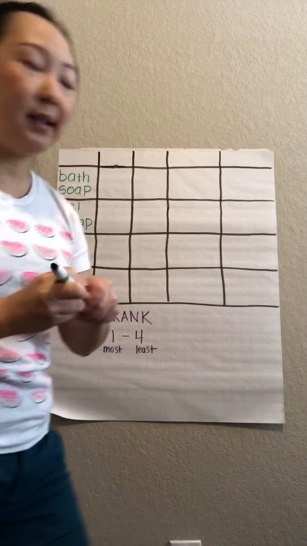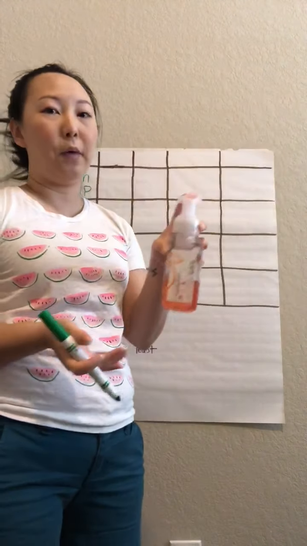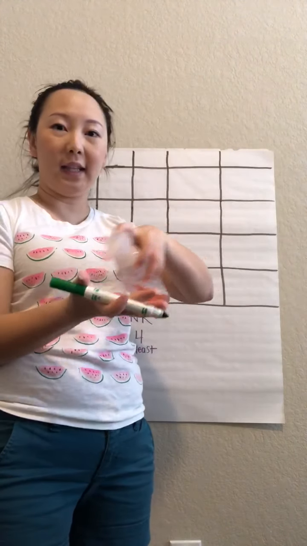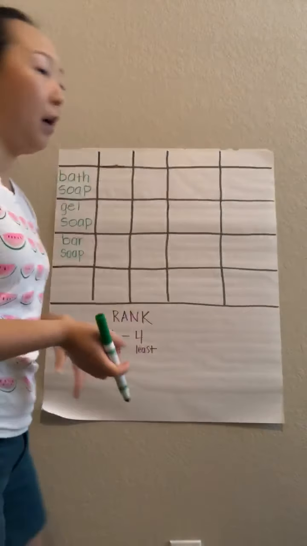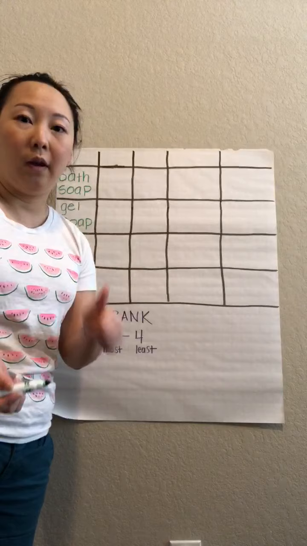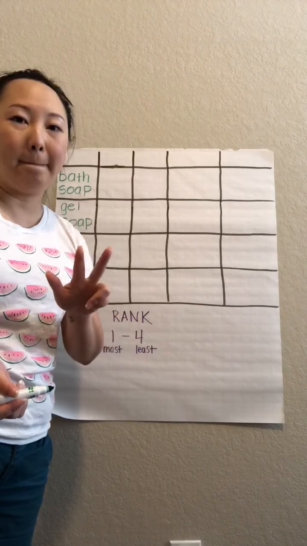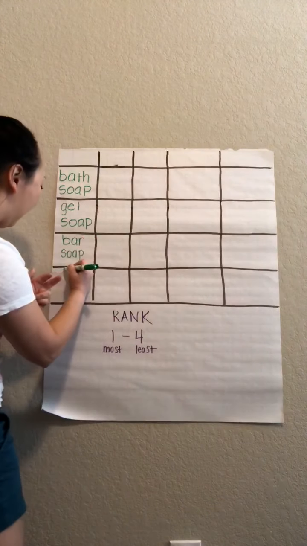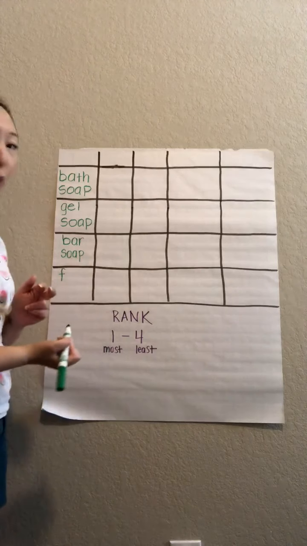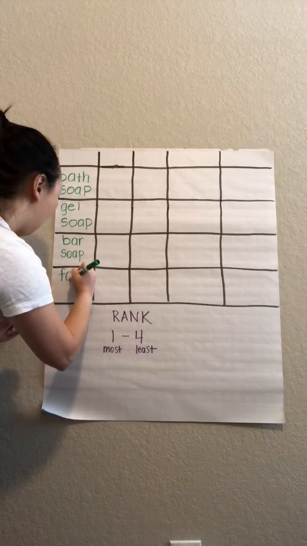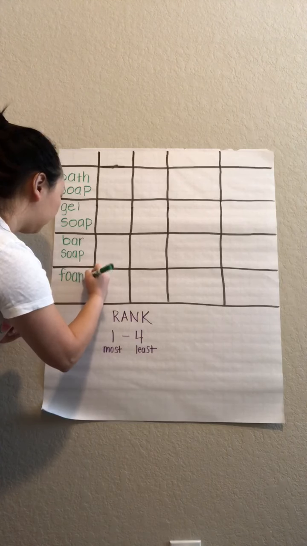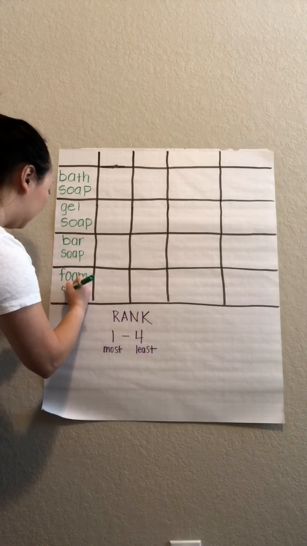And then the last kind of soap that I found was this foam soap. This is the one where when you squirt into your hands, it looks like a little white cloud. So I'm going to write down foam soap. Let's break apart foam. F, and then O. Remember the O sound in soap? O-A. Om, and then soap.